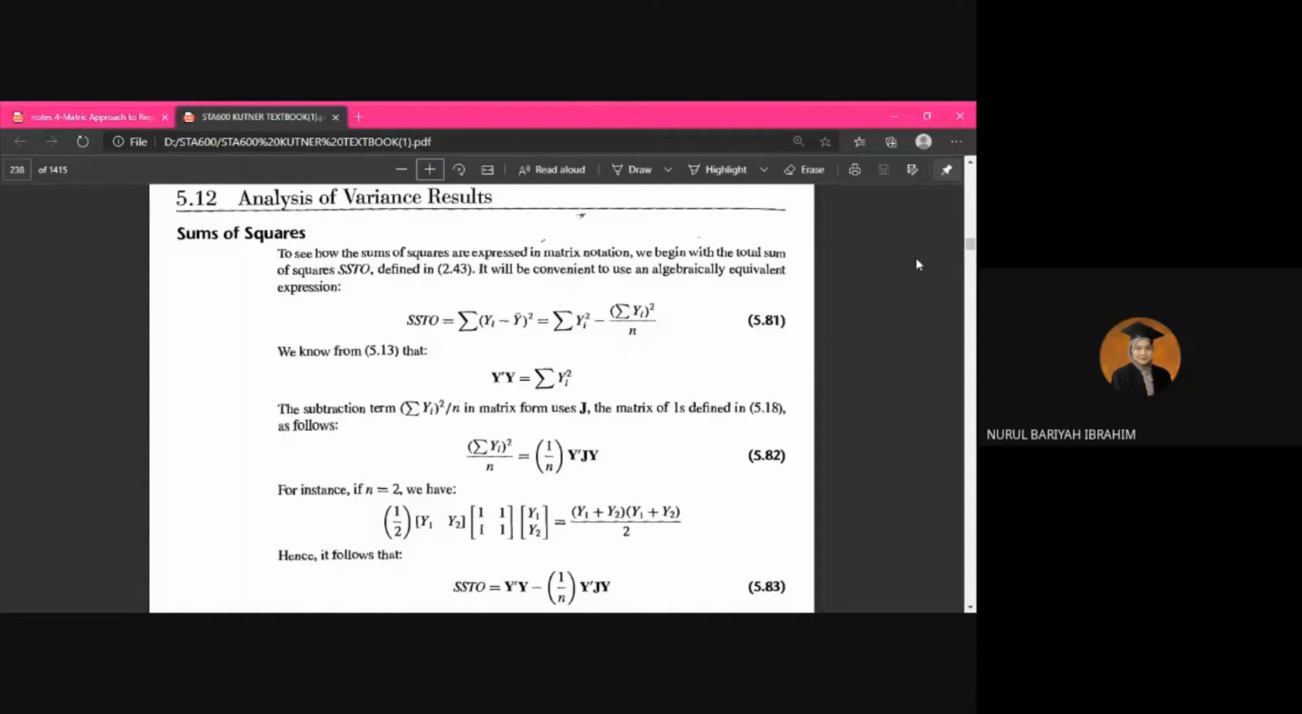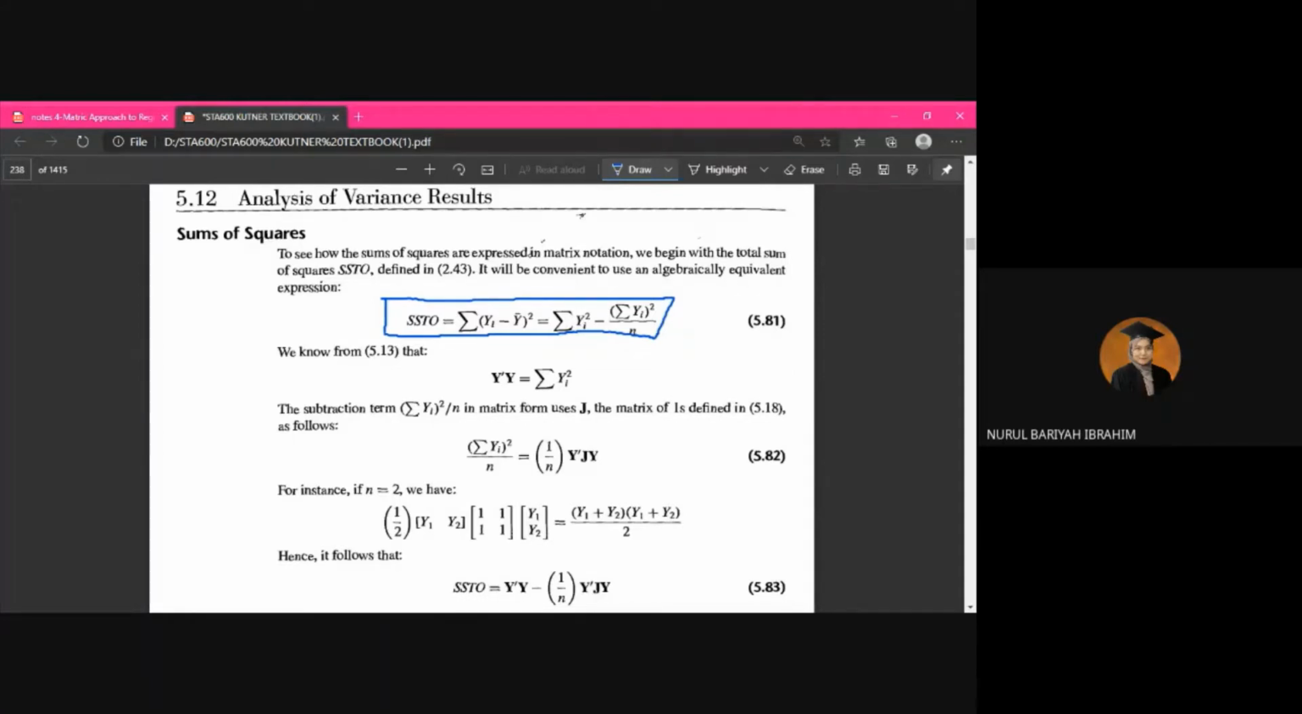Now we proceed with the Anova table. To create the Anova table, we need the values of SST, SSR, and also SSE. As usual, this is the formula to get the SST that you already memorized before: summation of yi square minus summation of y, all of that squared, divided by n.